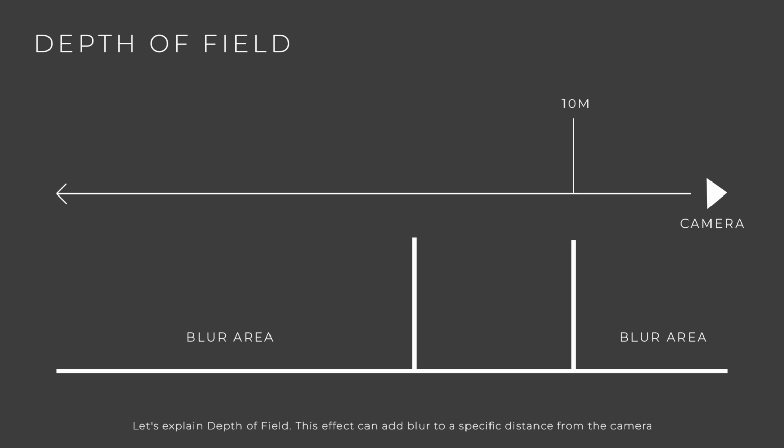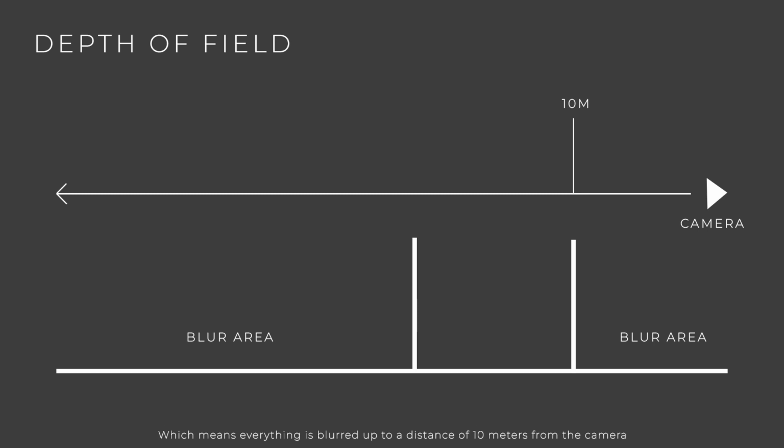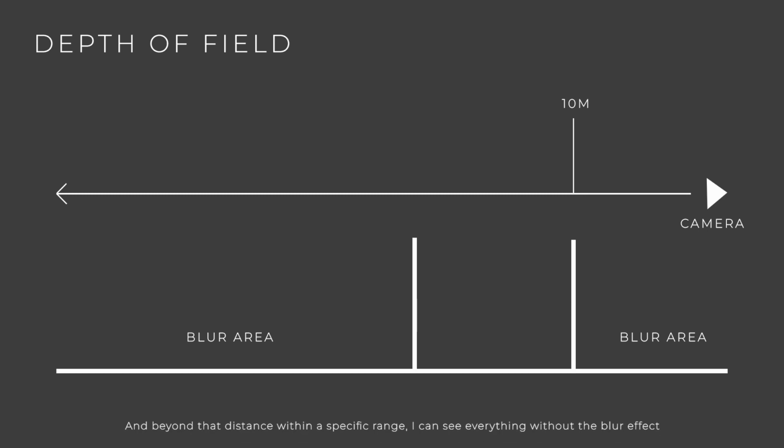Let's explain depth of field. This effect can add blur to a specific distance from the camera. In this image, 10 meters is specified to the camera as the depth of field distance, which means everything is blurred up to a distance of 10 meters from the camera. And beyond that distance within a specific range, I can see everything without the blur effect. And then the blur will appear again till the end of the scene.